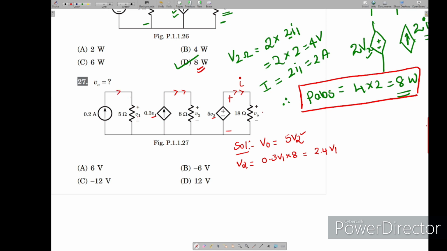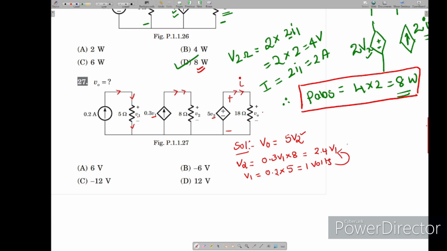We have current going like this to the 5 ohm resistor. So V1 is this current, 0.2 amps, going through 5 ohms. So the drop is V1, 5 times 0.2, this is 1 volt. So now we got this is 1 volt. Now substitute this here, what will we get?